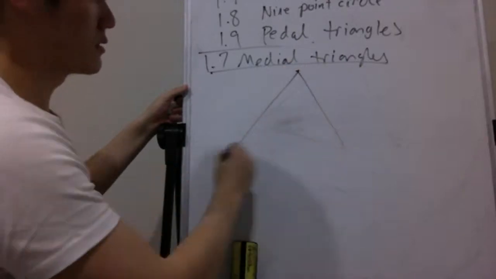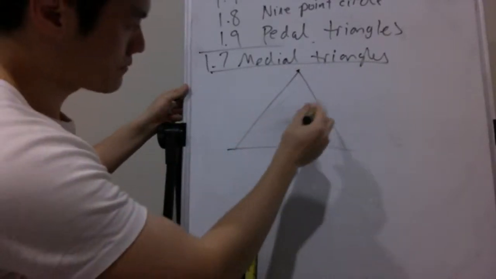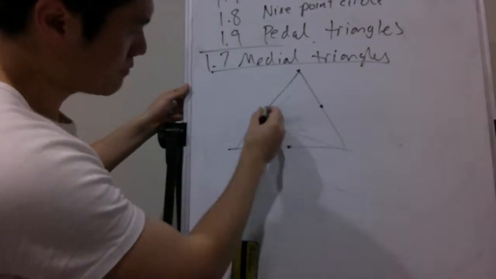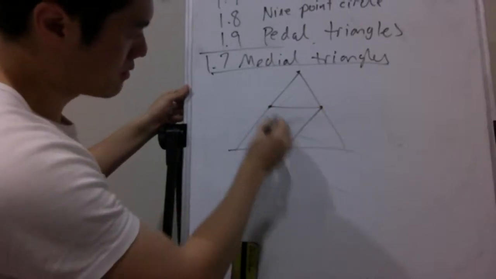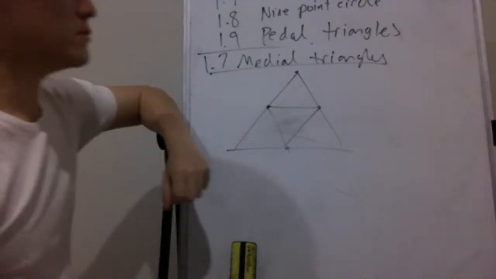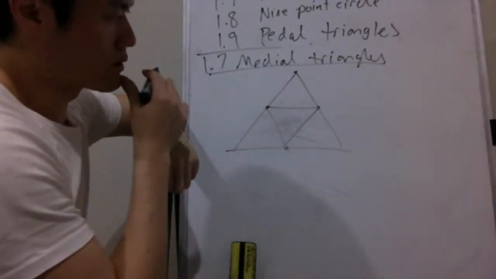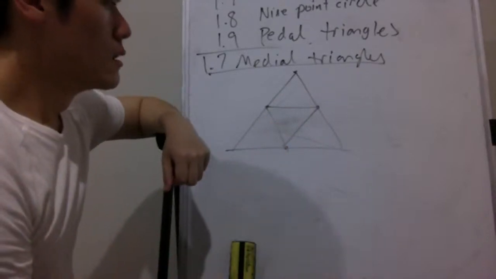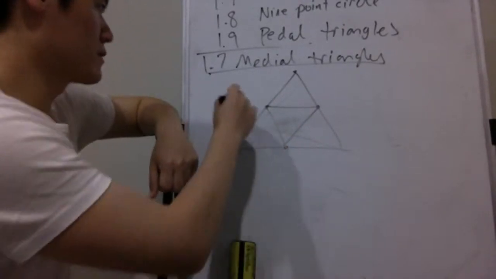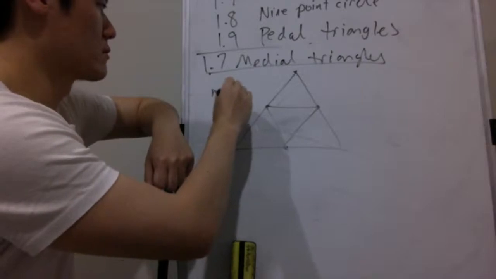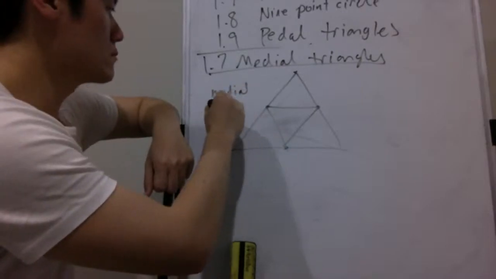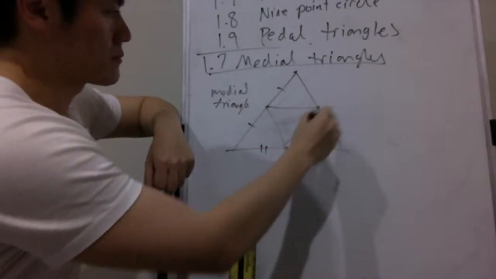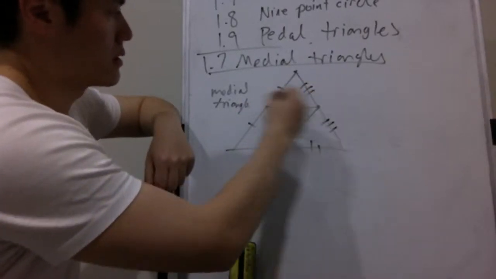Do you know what the definition of a medial triangle is? You did a median today. Yeah, so you take the midpoints of these sides and you connect them. Oh, they're parallel. Yeah, that's a good observation. We talked about that. So this is a medial triangle. You connect the midpoints.